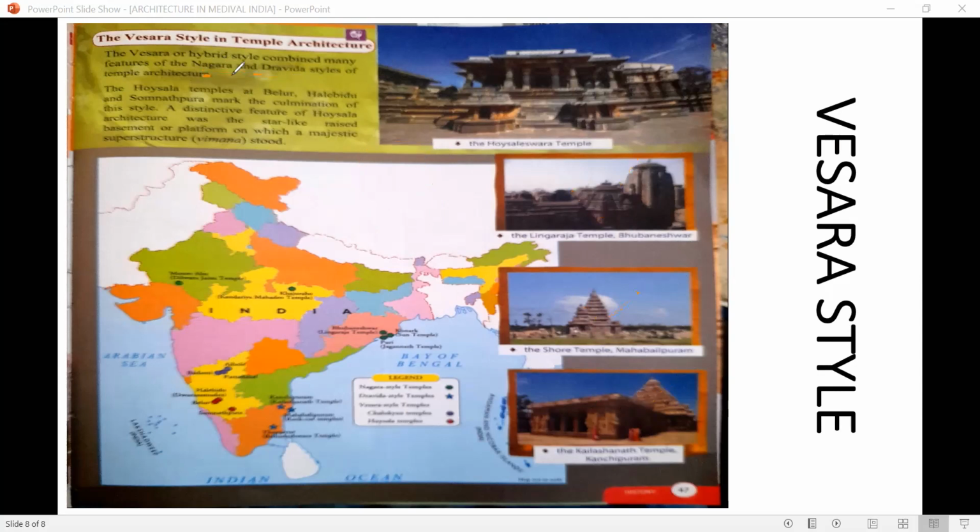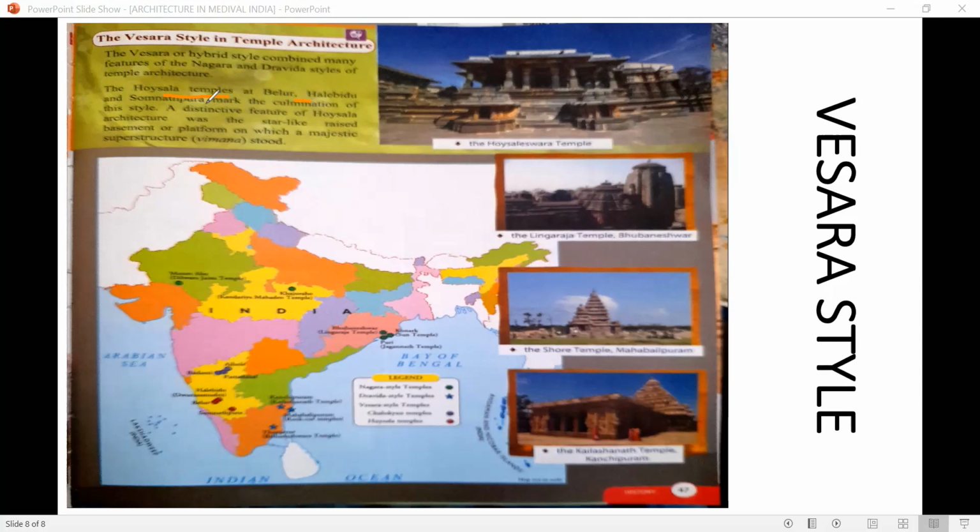The entrance of Dravida would be very big. The Nagara will have its own types of Garbhagriha and the other things like the mandapas, and so we have the mixed thing which is known as the Vesara. Hope these things are clear to you. Let's study the types of it. The Hoysala temples at Belur, Halebidu, and Somnathpura mark the culmination of this style.